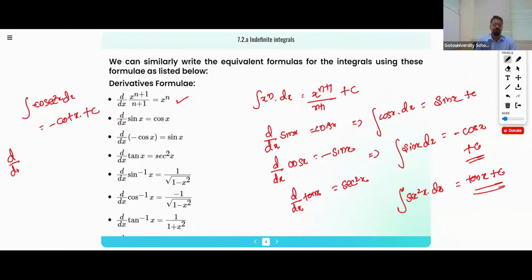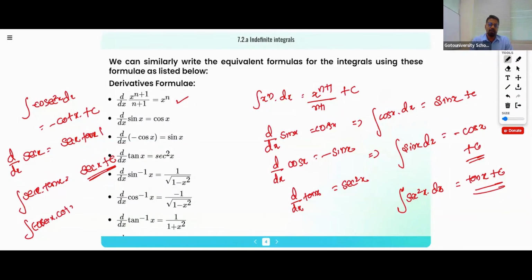What is the differentiation of secant x? It is secant x into tan x, right? So if you integrate this product, secant x and tan x, you should get secant x plus the arbitrary constant c. Similarly, if it is cosecant x into cot x, we will be getting minus when you differentiate cosecant x. If you integrate this, you will get minus cosecant x plus c. So all these you remember, right?